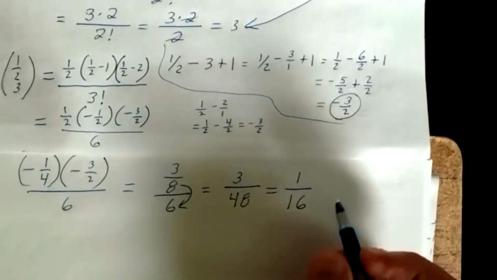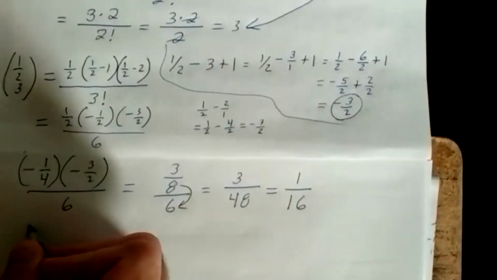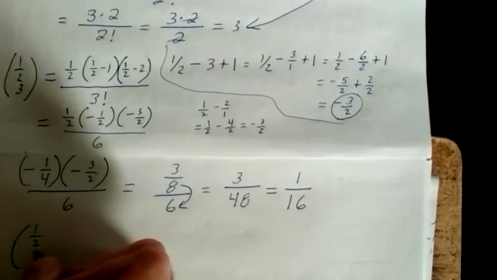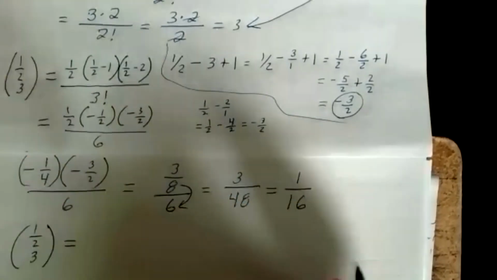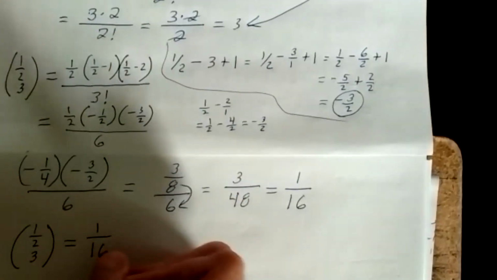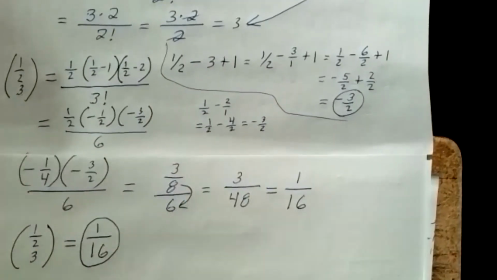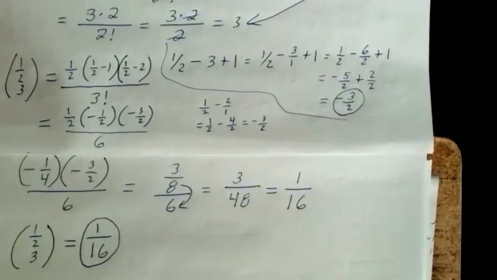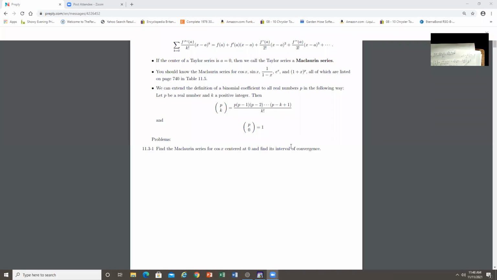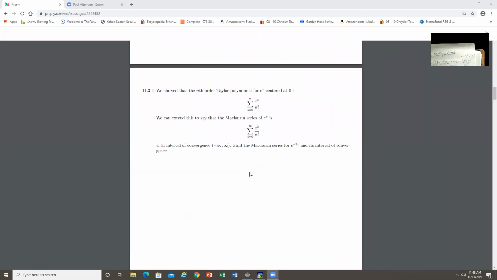And therefore, it looks like, Stella, we have answered our question. 1/2 in combination with 3 is going to be 1/16. And there's your answer for that problem there. Okay. All right. So that's how we do that problem there. Well, that one's done.